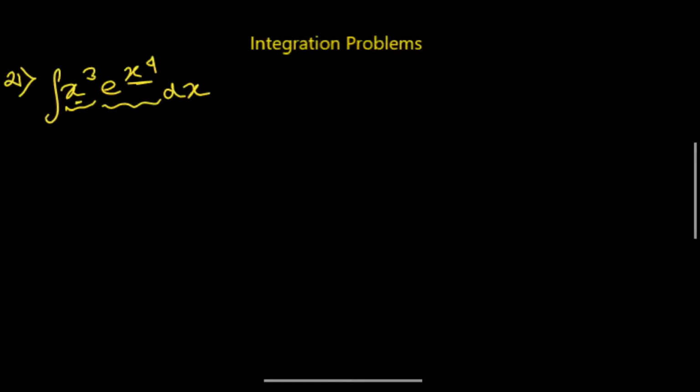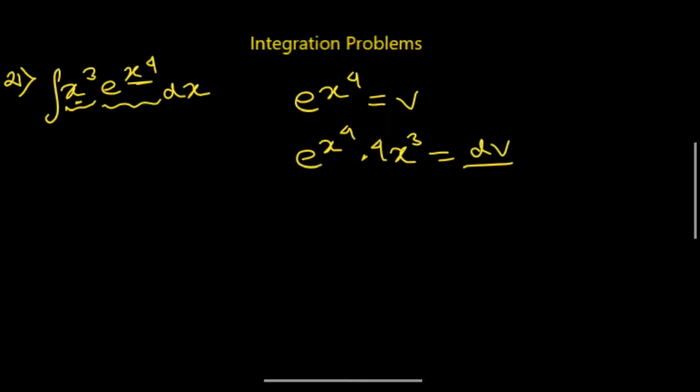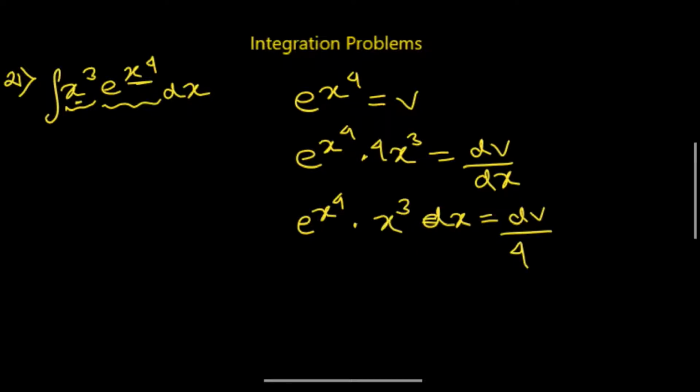So if we take e to the power x to the power 4 as v, then differentiating both sides gives e to the power x to the power 4 dot 4 x cube is equal to dv. We are differentiating with respect to x, so dv by dx. So e to the power x to the power 4 dot x cube dx is equal to, obviously bringing this dx to the left side, dv, and 4 is going that side, so dv by 4.